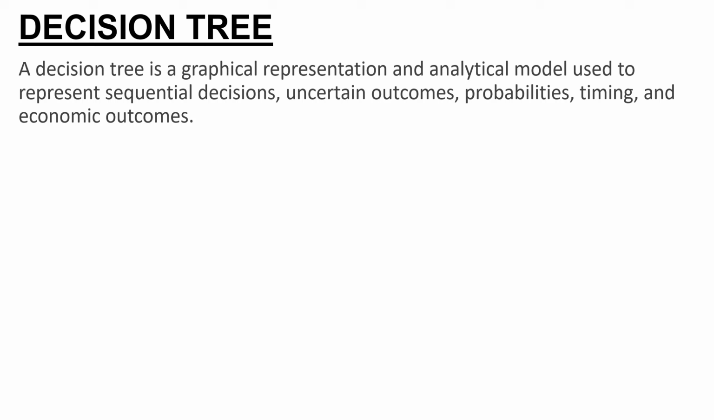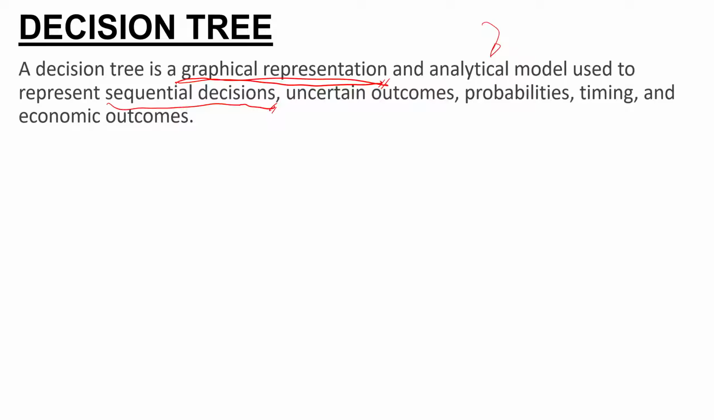A decision tree is a graphical representation. So when we say a graphical representation, we are expecting some symbols or flows or others in the decision tree. At the same time, this is an analytical model, and this is used to represent sequential decisions and certain outcomes, probabilities, timing, and economic outcomes.